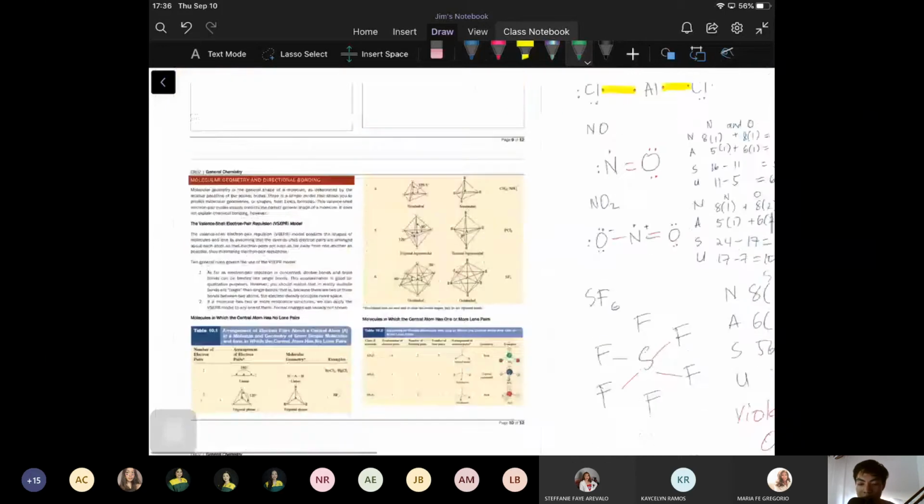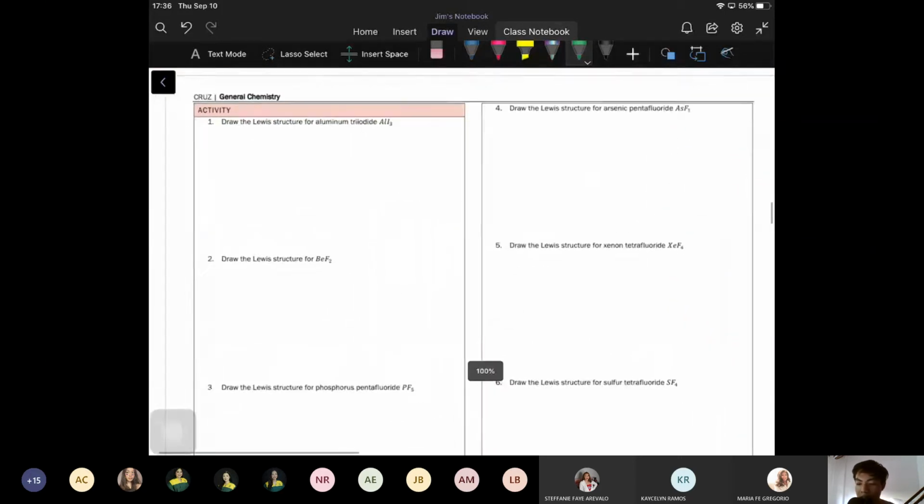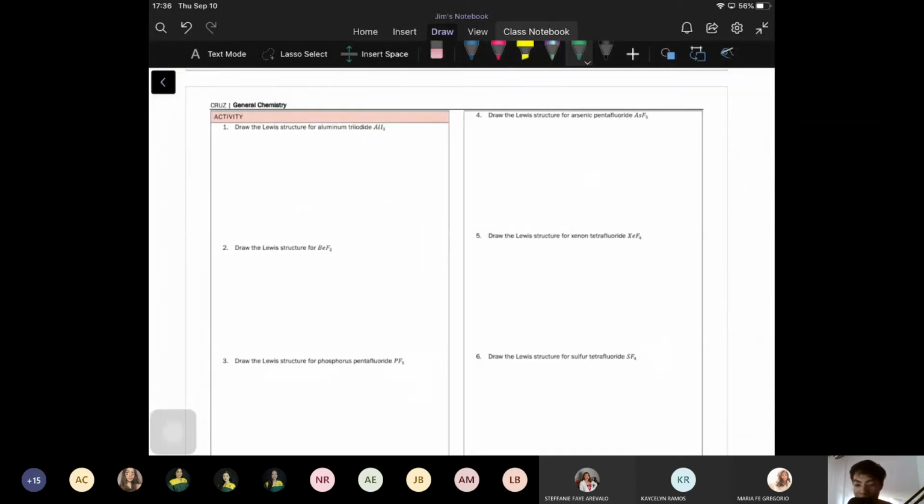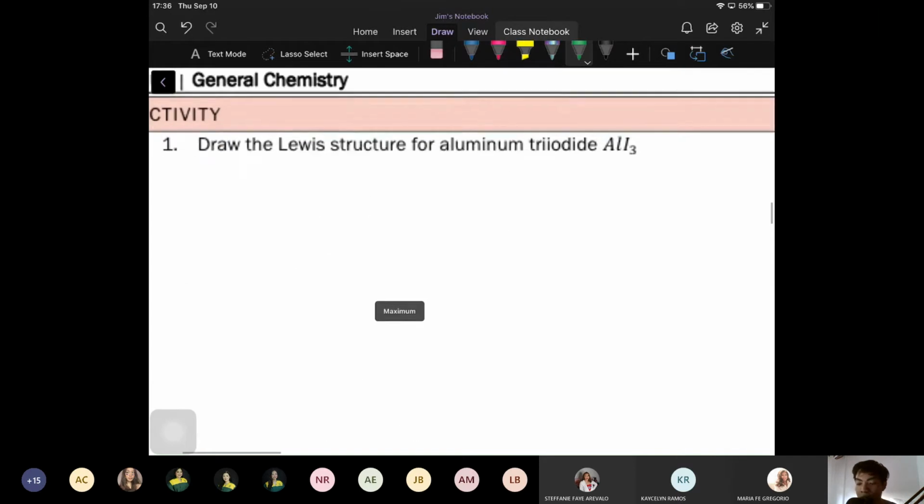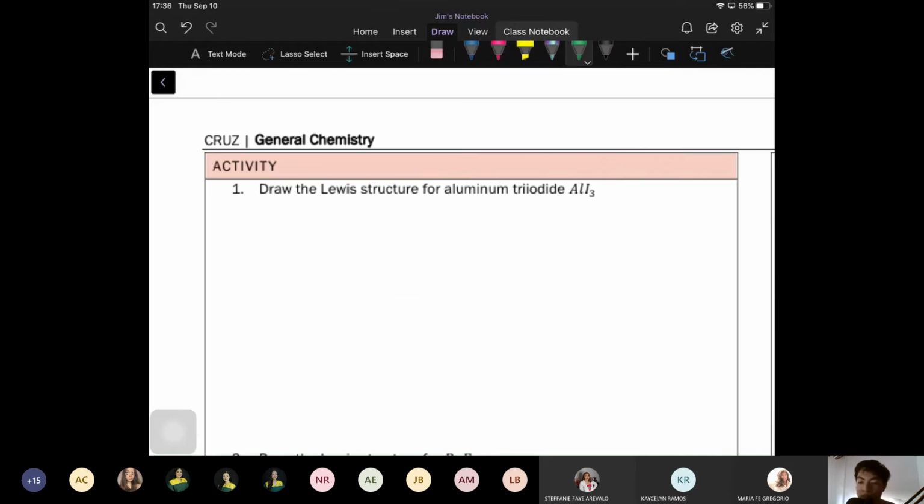So ngayon, ano gagawin natin? So I have 6 molecules here. And let's predict, mag-predict muna tayo if violation sila ng octet rule or hindi. So I will start with aluminum iodide or aluminum triiodide.